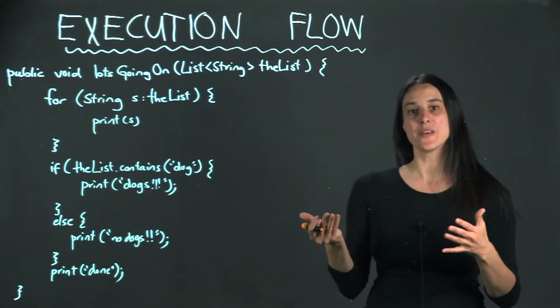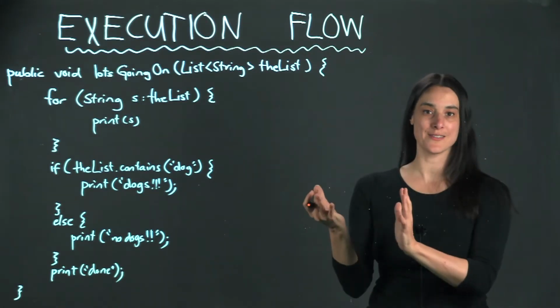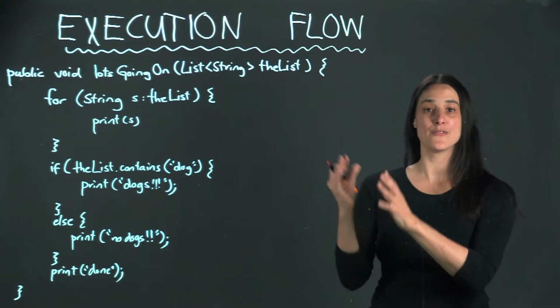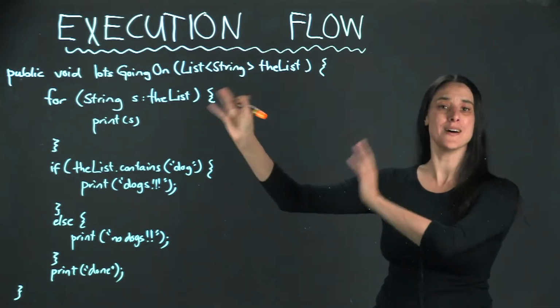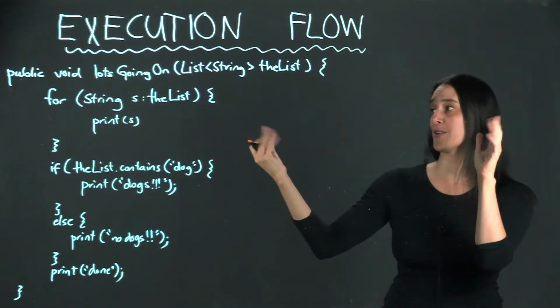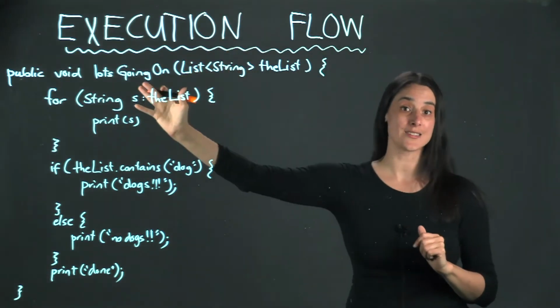Okay, so now we've been through how to draw out the execution flow of for loops and if statements and regular methods. And so now let's do this monster example and just put the whole thing together. So we have this method called lotsGoingOn.